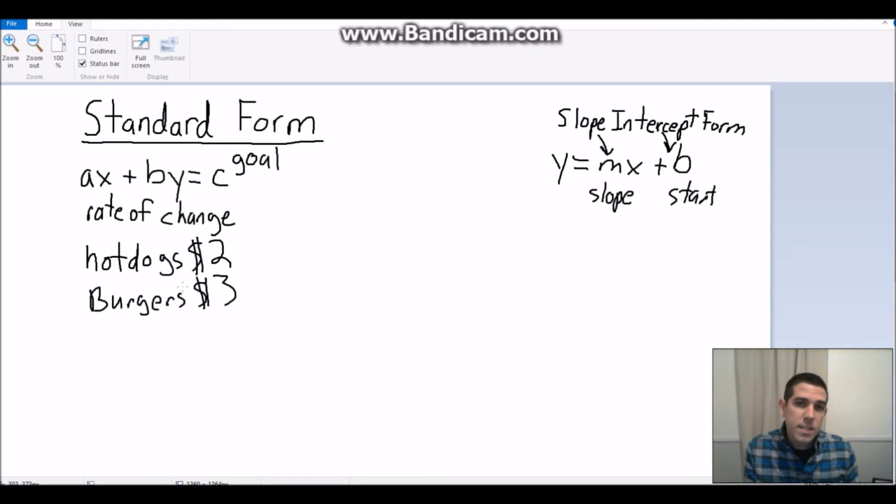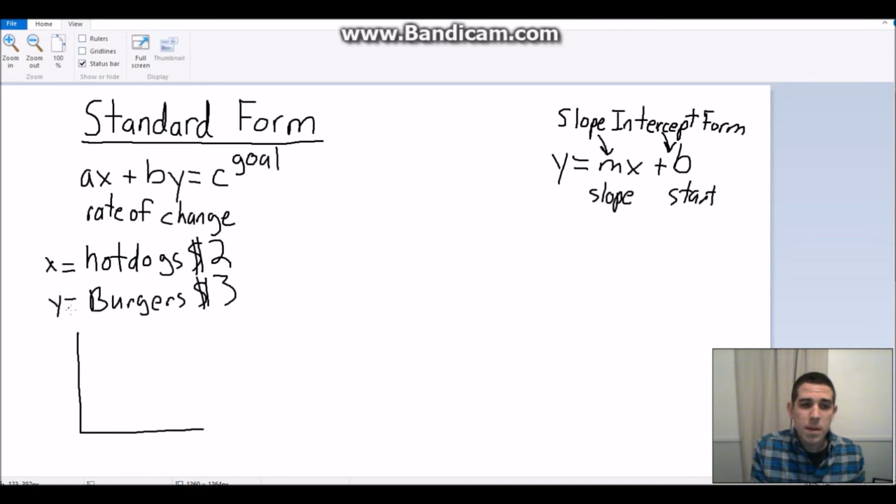Now what's interesting about standard form is that neither the x nor the y is the independent or dependent variable here. They both kind of work together, and they each affect the other one equally. So in this case, you would assign one of them an x and one of them a y, but it wouldn't really matter. I'm going to say x is my hot dogs while y is my burgers.